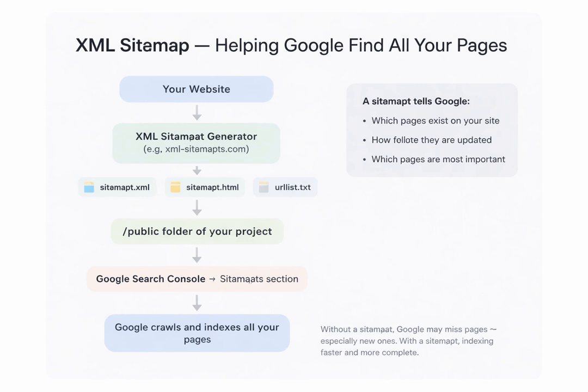Once your site is hosted, you then go to Google Search Console, add your website as a property, navigate to the sitemap section, and submit the URL of your sitemap. From that point on, Google checks your sitemap regularly and indexes your pages. This is what gets your site appearing in search results.